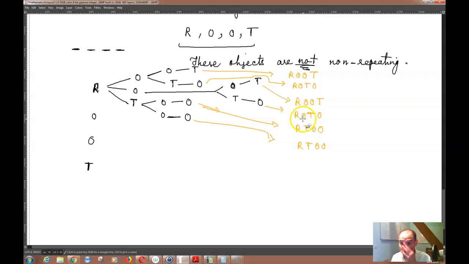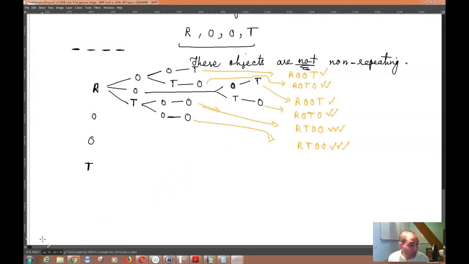So you can see that, for example, this word ROOT has been repeated twice. This has been repeated twice, and this has been repeated twice. Okay, so that's the kind of problem that you would get into. So now we need to find a way to basically solve this problem, and let's see how we can do that.